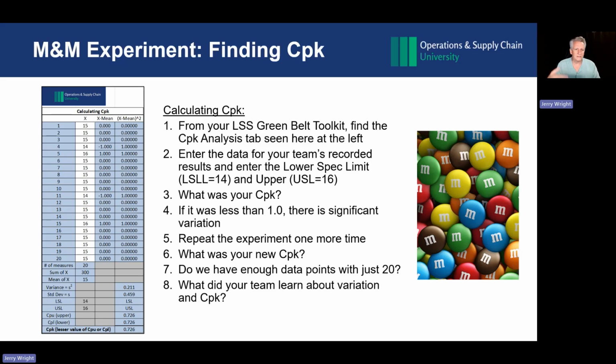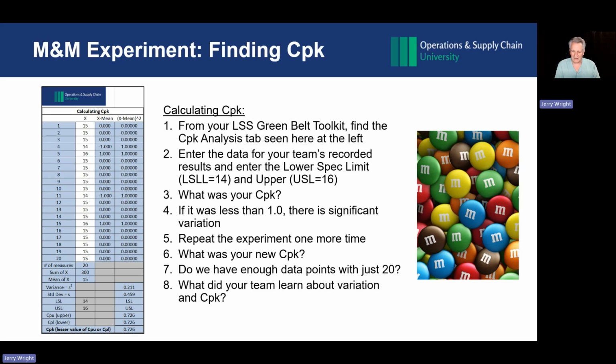So again, the goal is to figure out how you can calculate your CPK and how you can improve it. Again, all you have to do is enter the upper and lower spec limits in the formula and take it from there. So again, this is a great way to help you understand process capability and what it means.